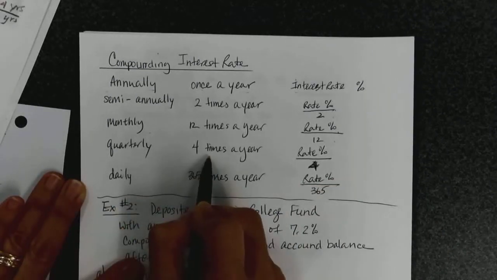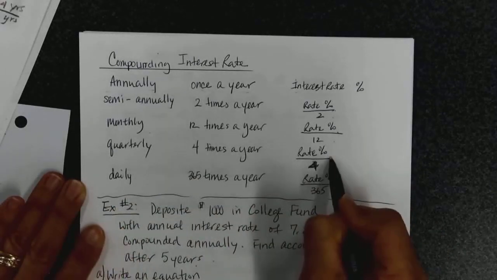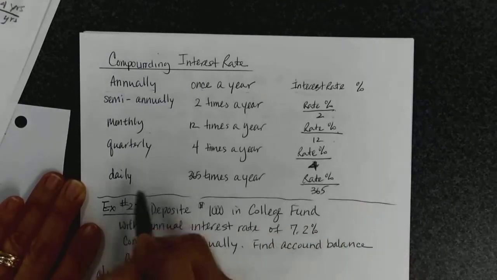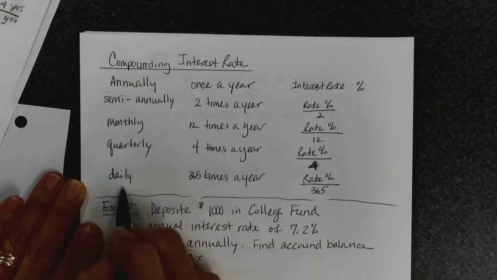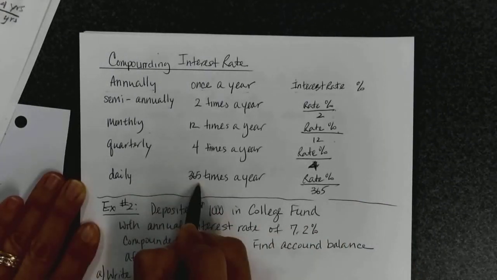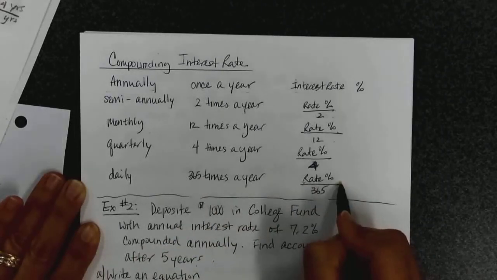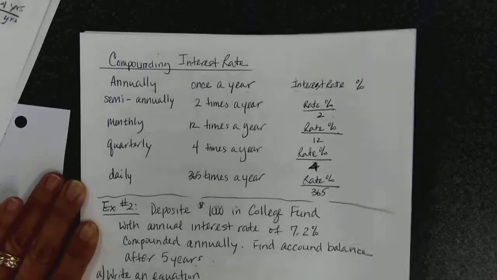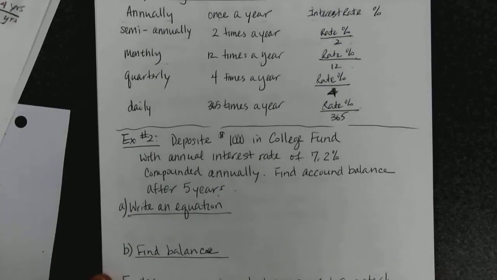Quarterly means it compounds 4 times a year. We take that interest rate and we divide it by 4. And we don't go as far as daily, but daily means 365 times a year. So you take that interest rate and we divide by 365. So in this situation, in example number 2, we're going to deposit $1,000 in a college fund with an annual interest rate of 7.2%, and it is compounded annually.